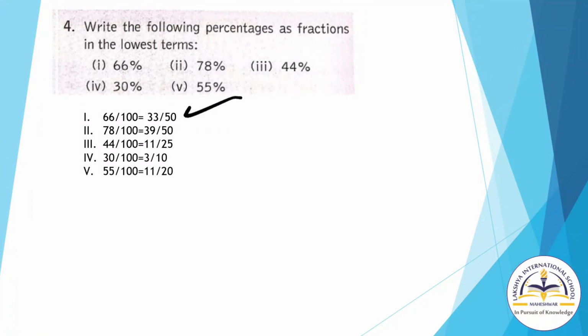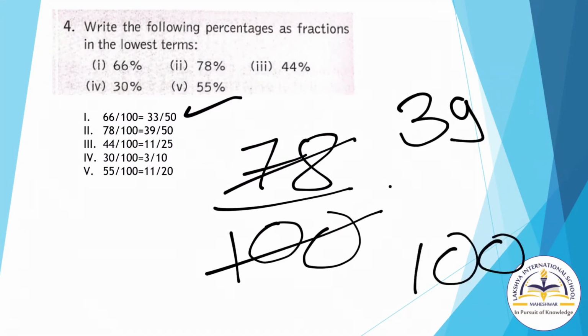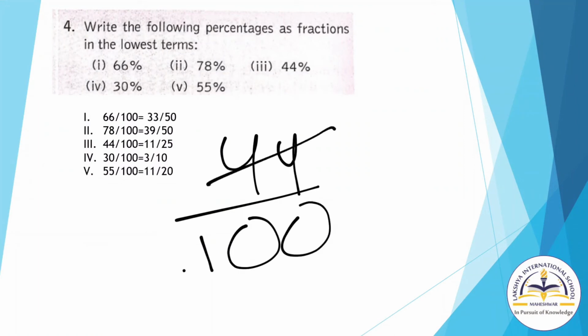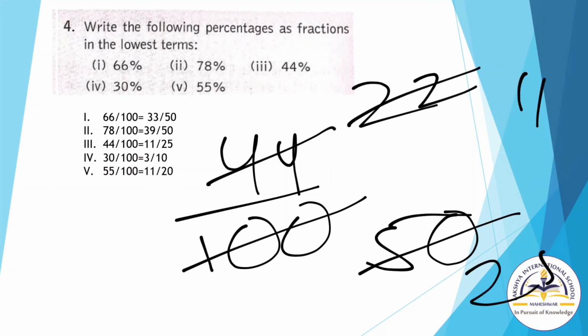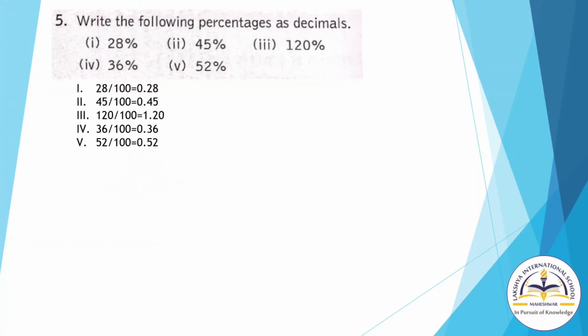Now 78%, 78 by 100. Again you can cut with the table of 2, that means 39 by 50, this will be the answer. Now next question, 44 by 100, you can cut them with the table of 2, you will get 22 by 50. Now you can cut with the table of 2 again, you will get 11 by 25, so 11 by 25 will be the answer. Now you have to solve the next question.